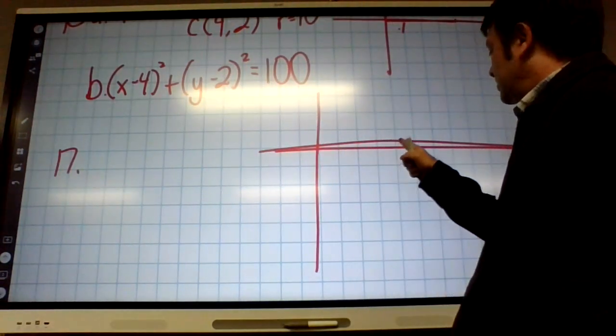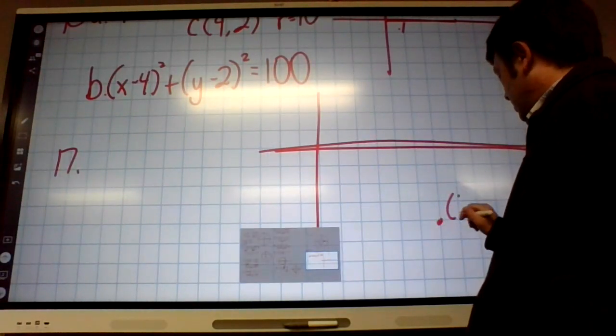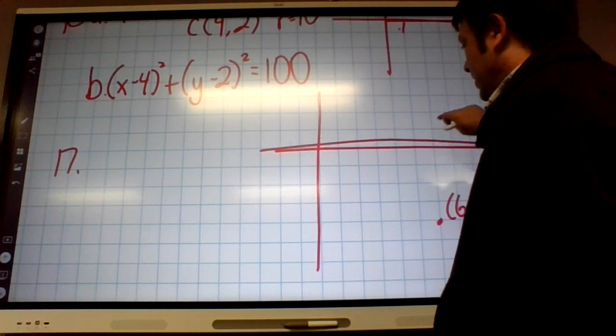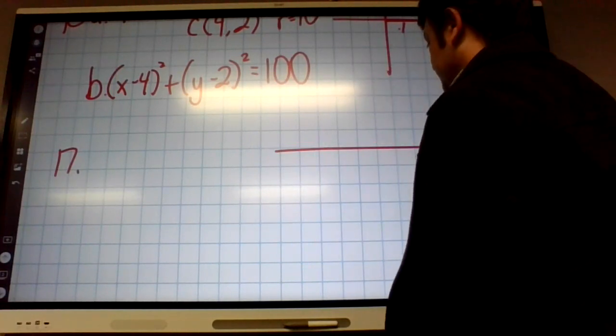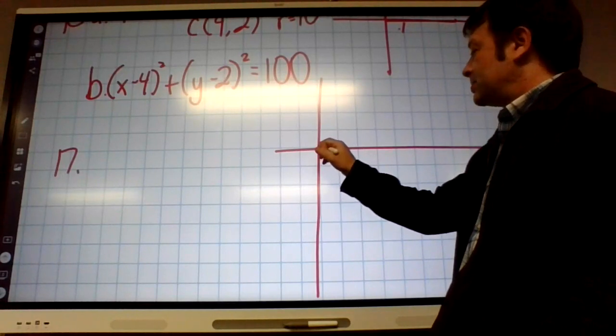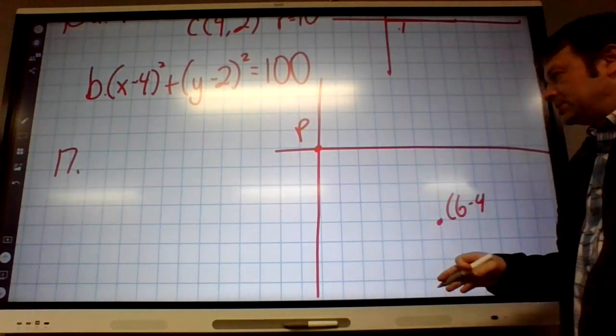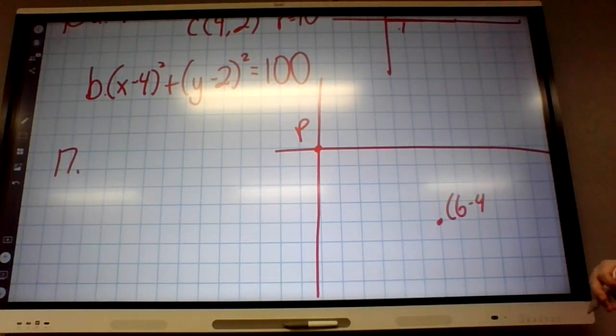So 1, 2, 3, 4, 5, 6. 1, 2, 3, 4. Okay, there's the center. And it says P is on the circle at 0, 0. So what would the circle look like?